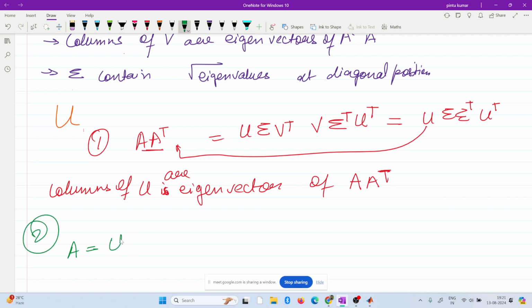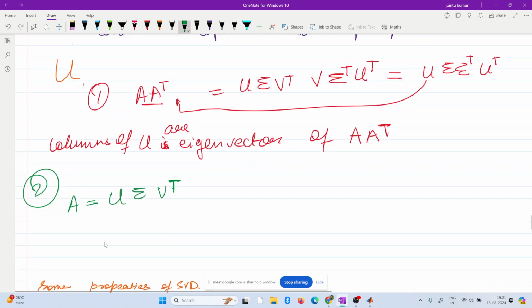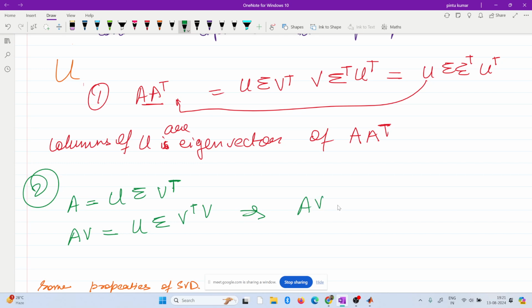This was U sigma V transpose. If you multiply both sides with V, this is AV equal to U sigma, right? And this is V transpose V. This would mean that AV is nothing but your U sigma.